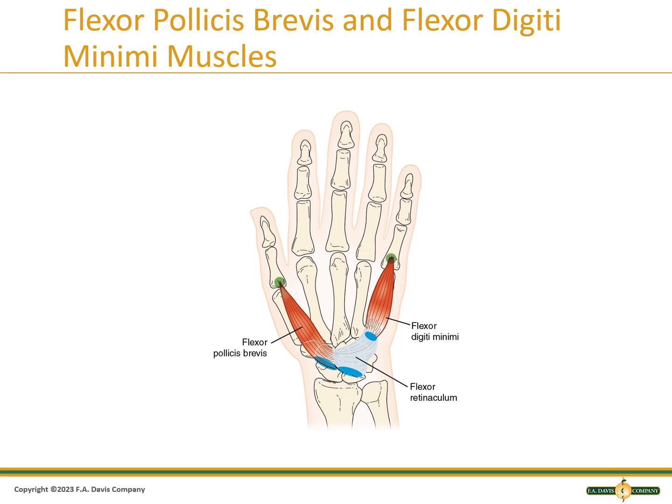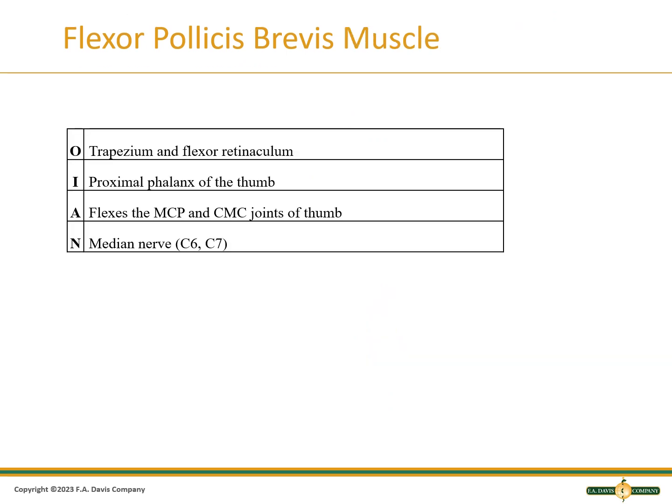We can see flexor pollicis brevis on the radial side of the hand, connecting to the thumb, composing part of the muscles that make up the thenar eminence. The flexor digiti minimi muscle is going to be over on the ulnar side of the hand, and that's going to be a part of the muscles that make up the hypothenar eminence.